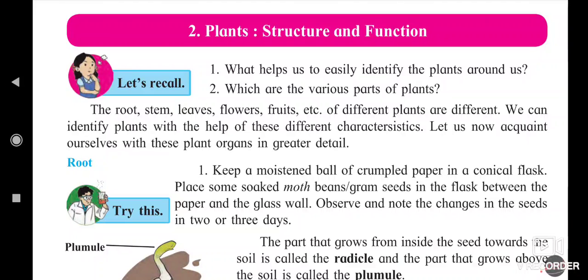The root, stem, leaves, flower, fruits, etc. of the different plants are different. We can identify a plant with the help of these different characteristics. So in this lesson, we now acquaint ourselves with these plant organs in greater detail. The first part of the plant is the root. The root is hidden under the soil.